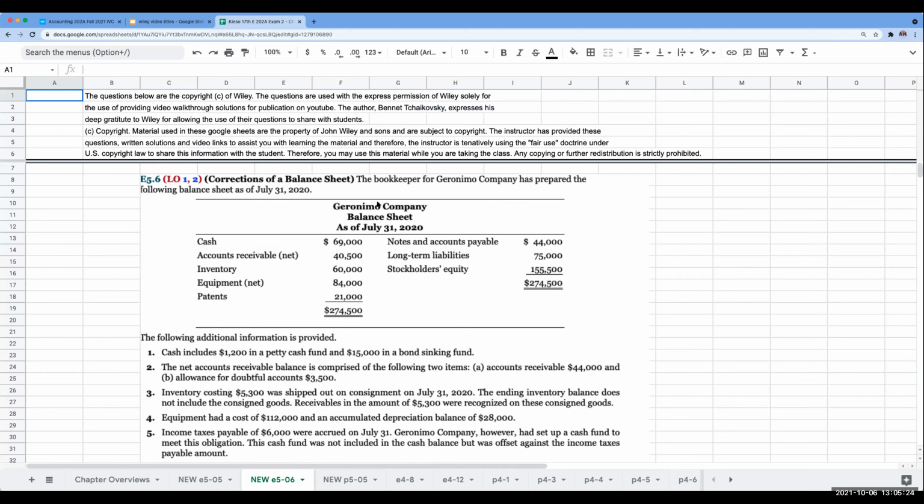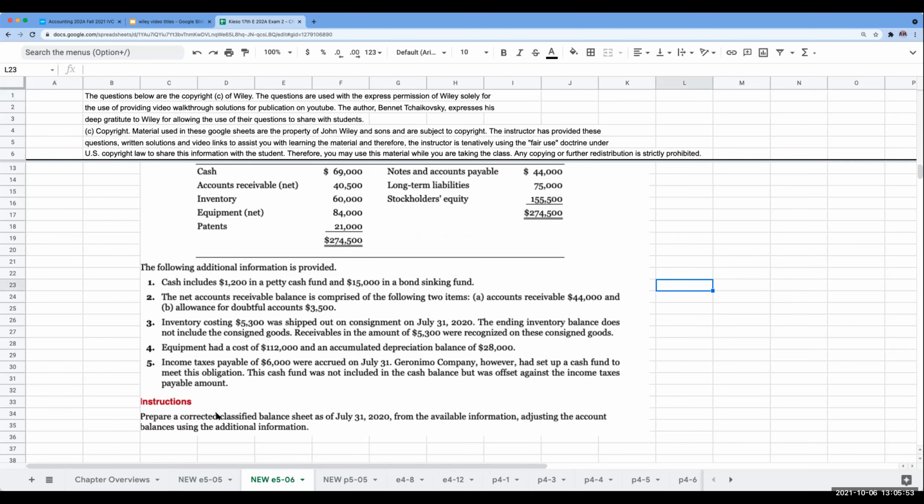So we've got exercise 5-6, corrections of a balance sheet. The bookkeeper for Geronimo has prepared the following balance sheet as of July 31st. The following additional information is provided. Cash includes $1,200 in a petty cash fund and $15,000 in a bond sinking fund. The net accounts receivable balance is comprised of two items, the AR and then the allowance for doubtful accounts of $3,500. And it gives us some additional information here.